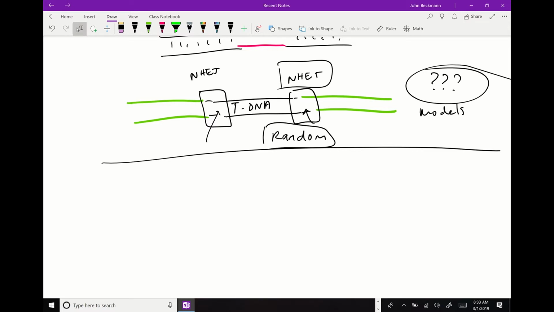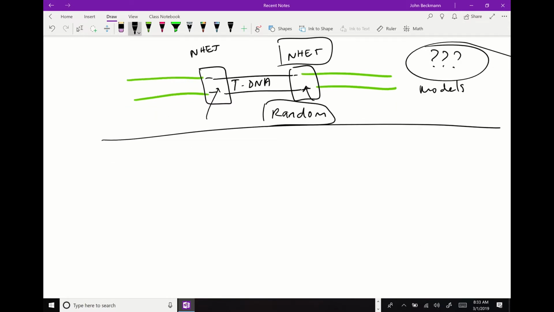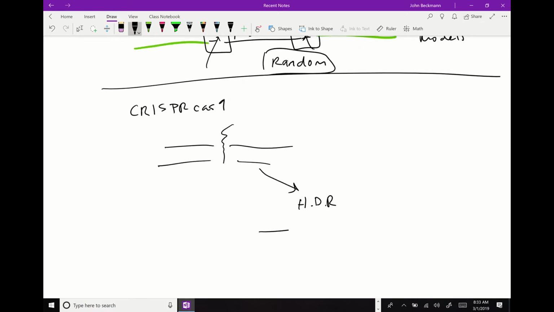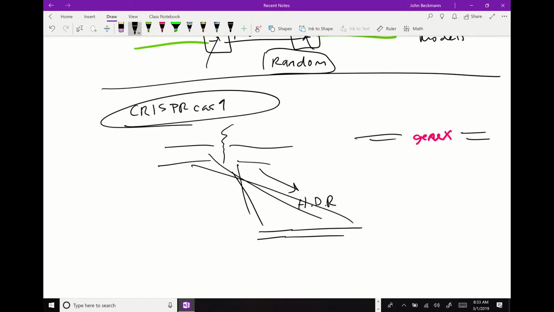So let me ask a question. If we have CRISPR-Cas9, CRISPR-Cas9 can do the same thing. You can cut the DNA, and then you can direct it to homology-directed repair and give it a template that matches, and you can get recombination of geneX into your plant genome with CRISPR-Cas9.